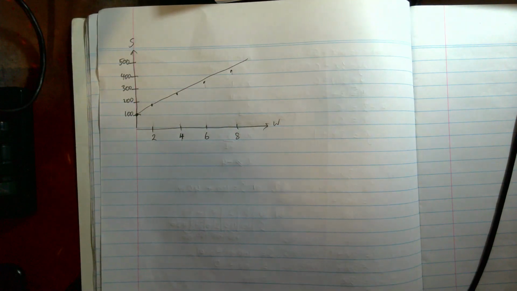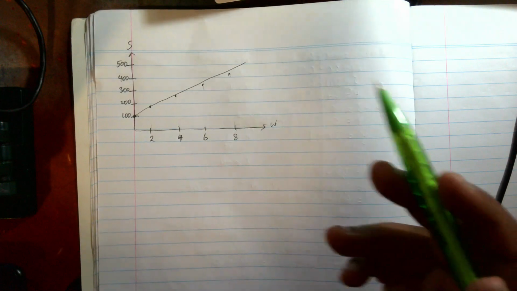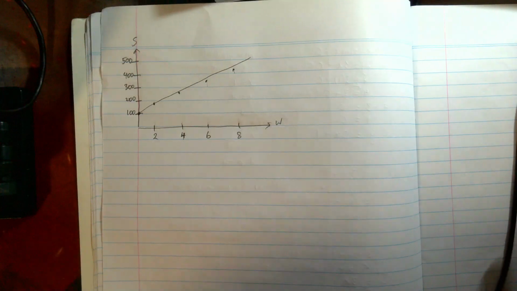Draw over the line, put your line in. Obviously you'd use a ruler in your exam. I don't have a ruler because I left them at school. So there's my graph.